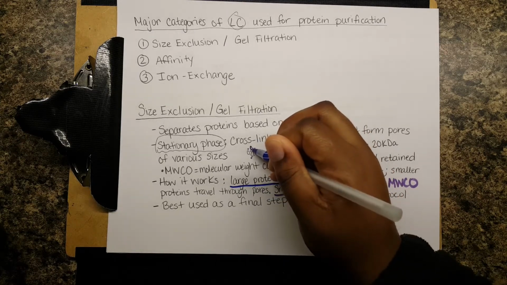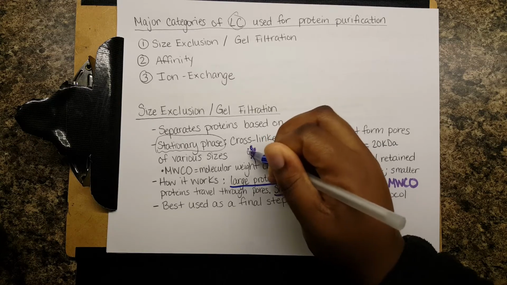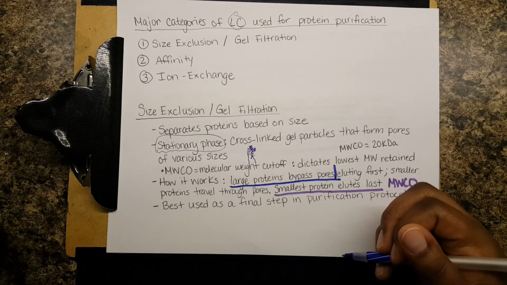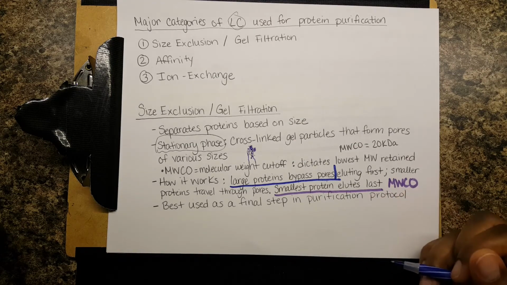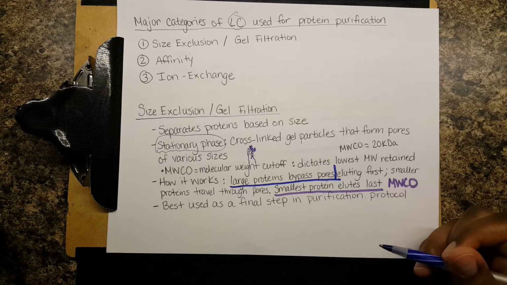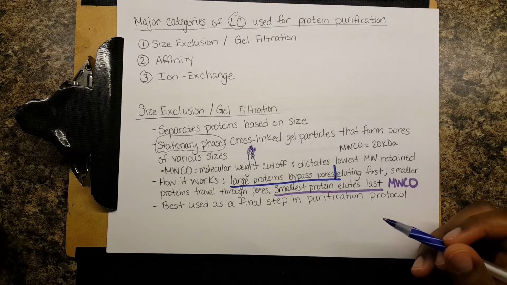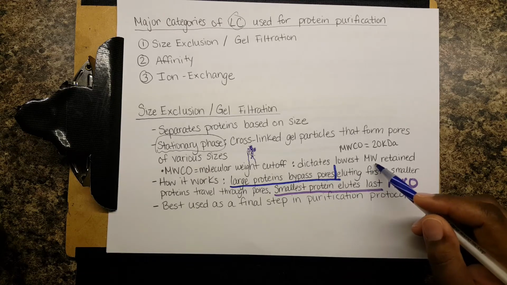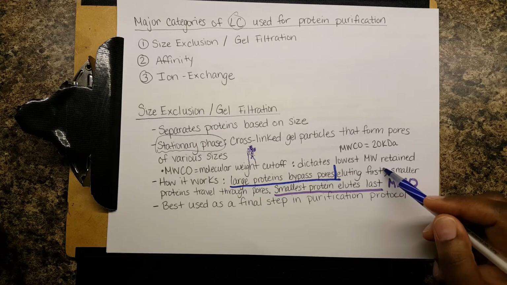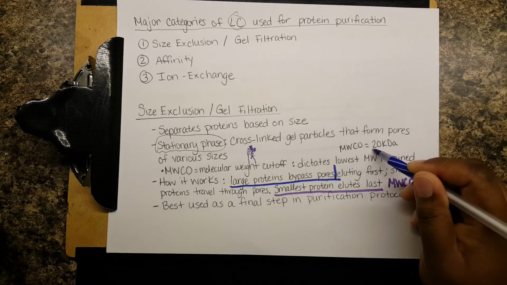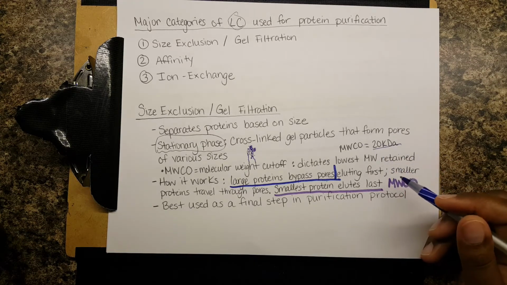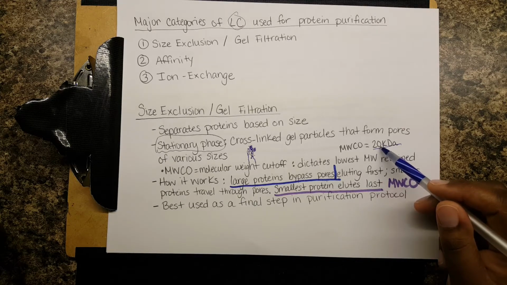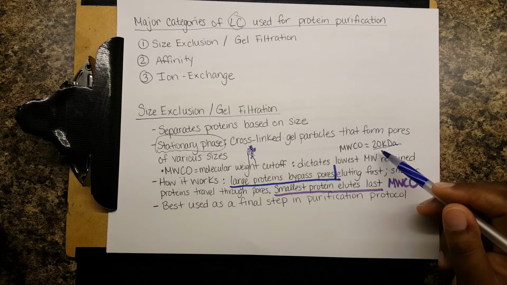And this is a channel right here for protein to flow through, channel right here for protein to flow through. Your protein has to be within the molecular weight cutoff range. So the molecular weight cutoff, the MWCO, dictates the lowest molecular weight that's retained by the column. So if your column has a 20 kilodalton molecular cutoff, that means that any protein this size or larger, you can separate.